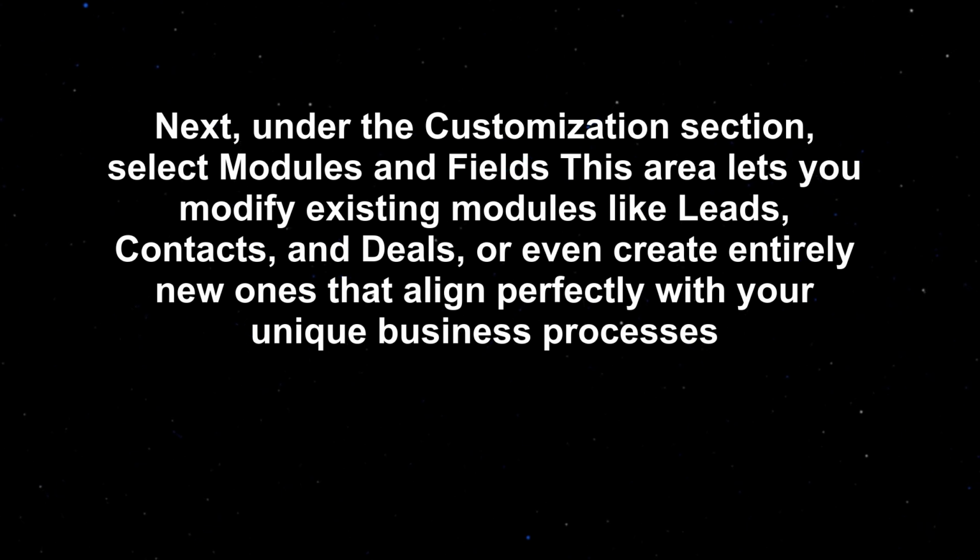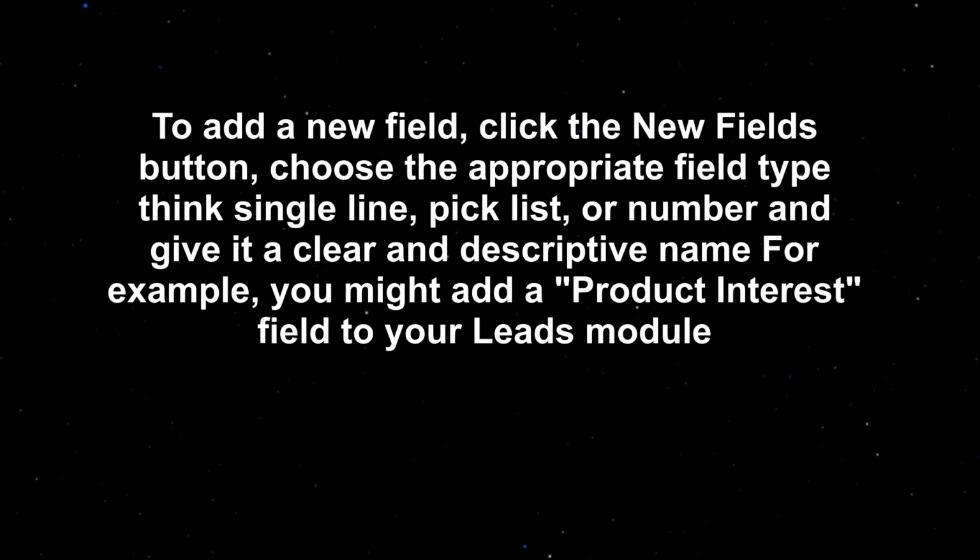This area lets you modify existing modules like leads, contacts, and deals, or even create entirely new ones that align perfectly with your unique business processes. To add a new field, click the New Fields button. Choose the appropriate field type, think single line, pick list, or number, and give it a clear and descriptive name. For example, you might add a product interest field to your leads module.